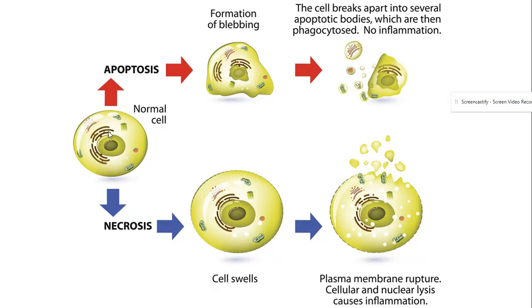That's it. From a normal cell, necrosis: the cell swells. And that's exactly why I said, if you want to see a necrotic cell, you have to see a wound where no healing was done. You can actually smell the stench of necrotic cells. Plasma membrane rupture, cellular and nuclear lysis cause inflammation, and that's what causes the smell.